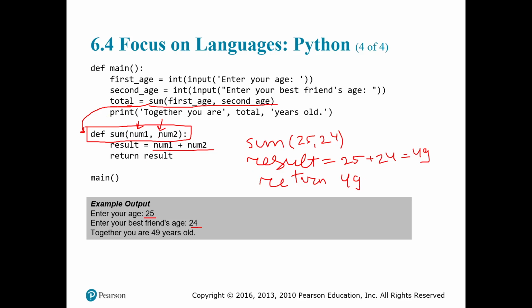And then after we're done with this function, the total will be assigned the return value of the sum function, which is 49. So our total is 49. And then we're just going to print together you are and our total, 49 years old. And as you can see here, together you're 49 years old.